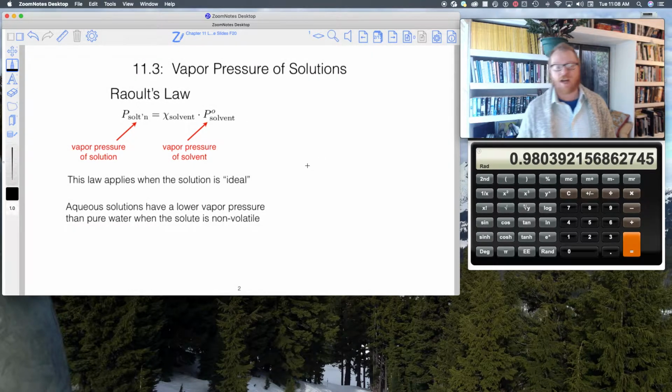So the first thing I want to talk about with solutions is vapor pressure lowering due to the presence of dissolved solutes, okay?